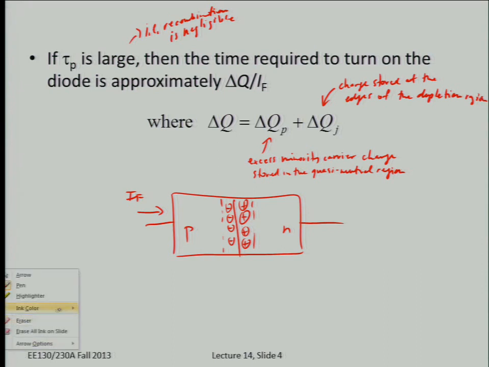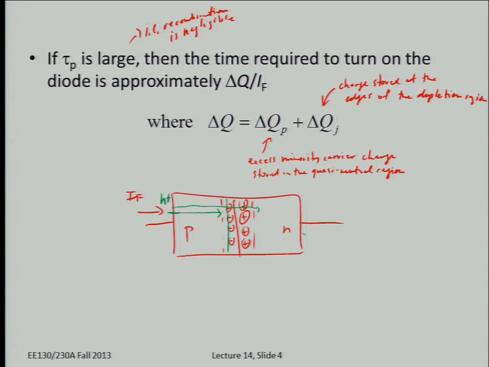So let's draw a different color. So you have holes entering in from the metal semiconductor contact on the P side, right? Majority carriers flowing in. So some of those holes are going to be used to cover up the ionized acceptors on the P side to shrink the width of the depletion region. And some of them will diffuse across the junction and build up an excess hole profile in the quasi-neutral N side.